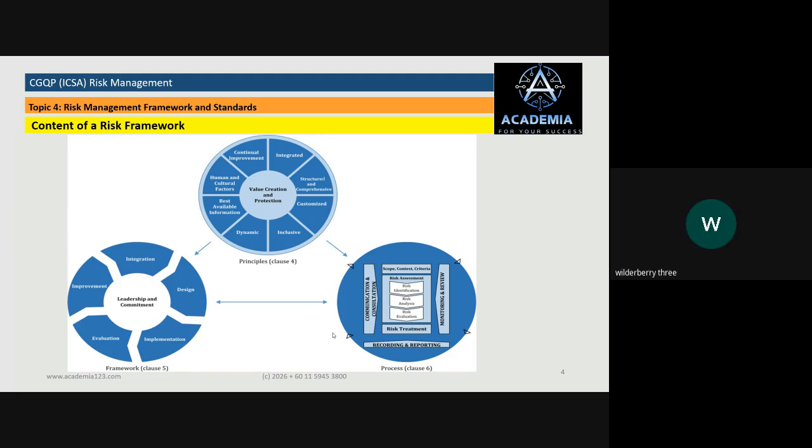Okay, here we have an overview. This overview, of course, I took from the book.